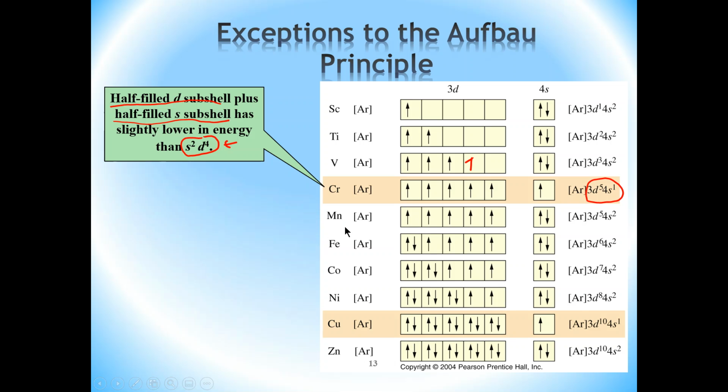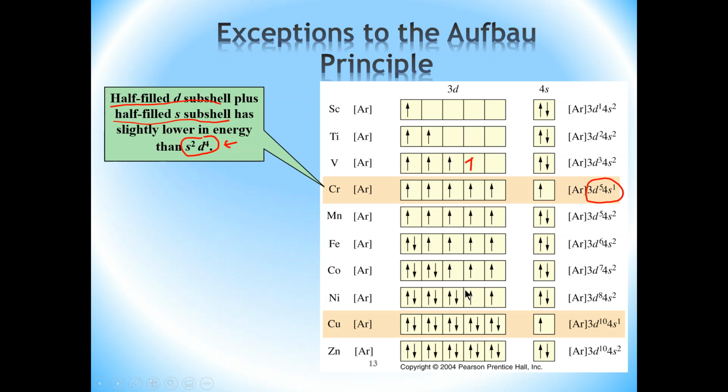And then to get from manganese to iron, we add an electron to any one of these 3d orbitals, so we end up with this right here. And then to get from iron to cobalt, we add another electron to any one of these d orbitals here, so we end up with this. And then to get from cobalt to nickel, we add again another electron to any one of these d orbitals, and we end up with this.